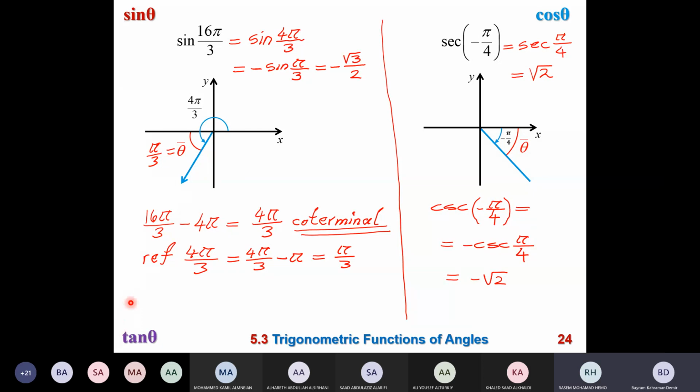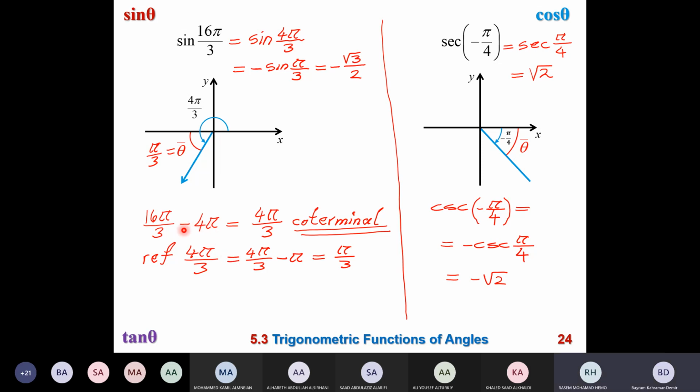Doctor, we find the coterminal angle, which is 4 over 3 pi, right? And it is in the third quadrant. Why didn't we subtract 2 pi? Why is it pi in the last step?